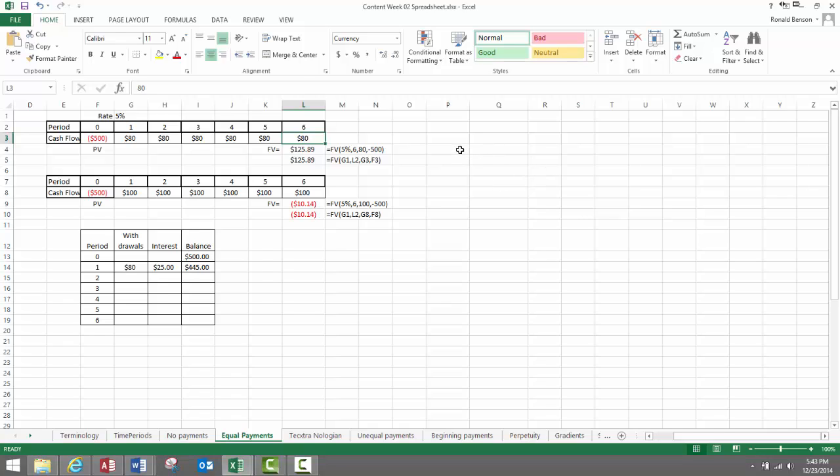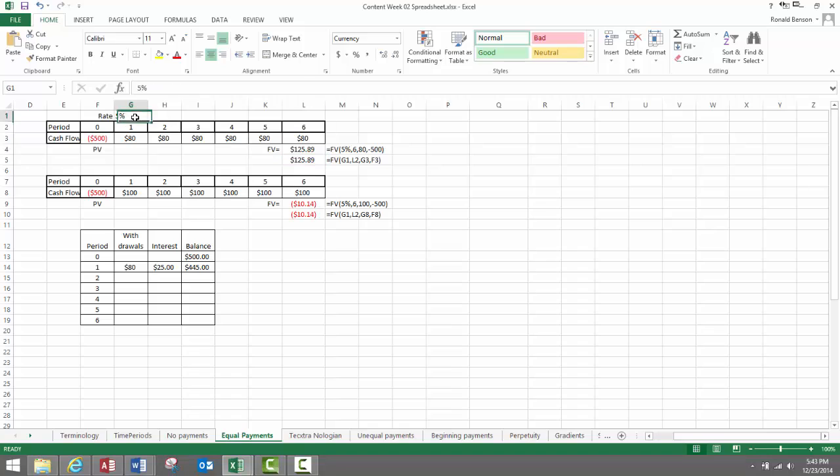If we wanted to find a future value, it's fairly simple with a function. 5% is our rate. 6 years. Payment is this next argument. Instead of 0 as we did previously, we put in 80 because that's what we're going to withdraw. And then comes the present value, which is minus 500 in this case. And if you do that, you come up with $125.89.